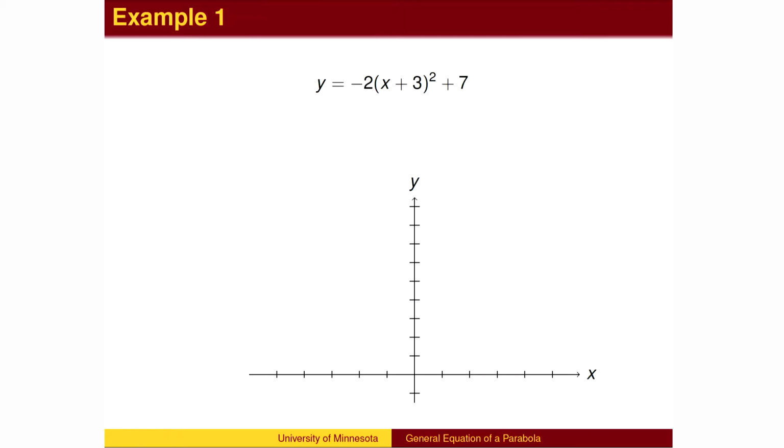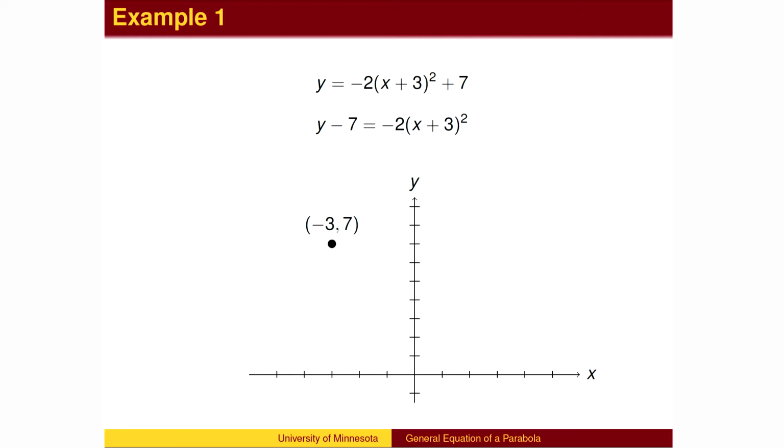Let's graph this parabola. It is a y equals x squared parabola, so it is oriented vertically. The negative sign will make it point downward. It is not in standard form. We should subtract 7 from both sides. We now see the vertex will be at -3, 7.